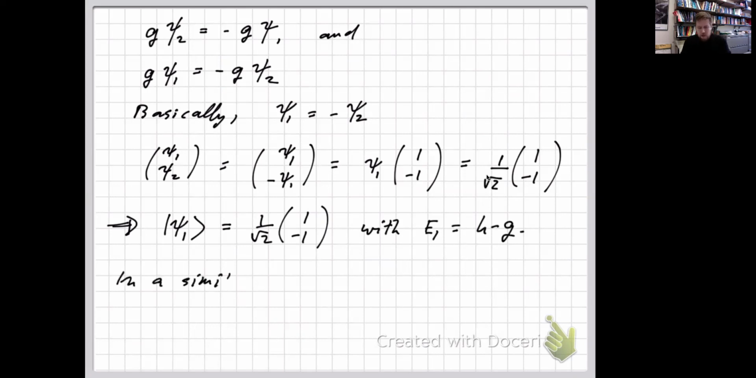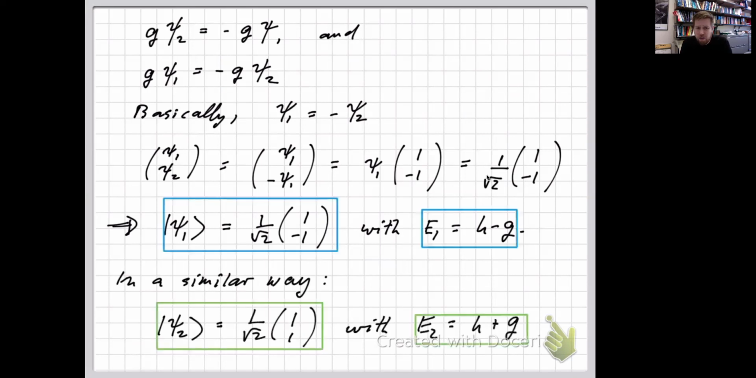Here it is, 1, minus 1, and it goes along with the eigenvalue E1 equals H minus G. Then we have a second one that we can get in a very similar way. We get 1, 1, with the same normalization constant out front. So we get these two eigenvectors with these two eigenvalues.